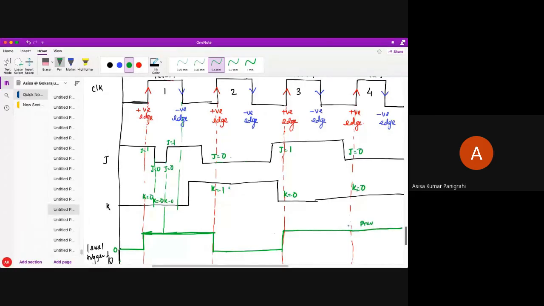Understand or any doubt? So do you all understand level triggering? In the level triggering, what is happening?